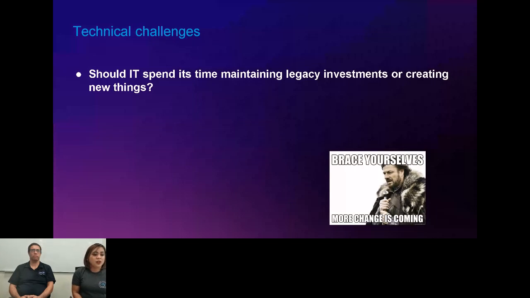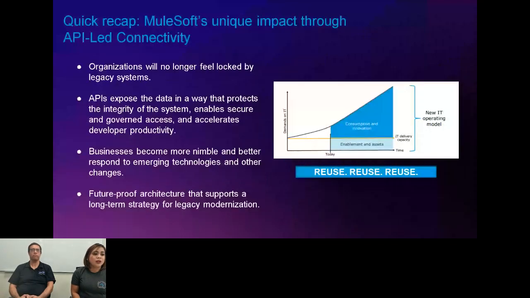In order to create an agile, future-proof architecture that supports a long-term strategy for legacy modernization, organizations must move beyond point-to-point integration and embrace a new approach, which is API-led connectivity. MuleSoft's unique impact. So this is just a quick recap. I know many of you are familiar with this diagram. In API-led connectivity, again, it's a methodical way to connect data to applications through reusable and purposeful APIs. With this approach, APIs are designed and productized for a specific purpose and play one of these roles within specific API layers, which are system, process, and experience.